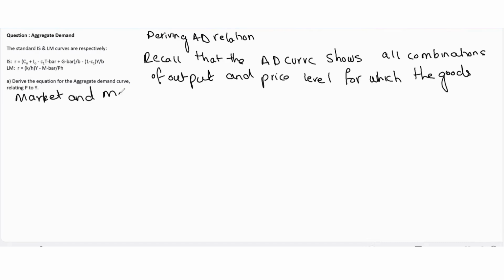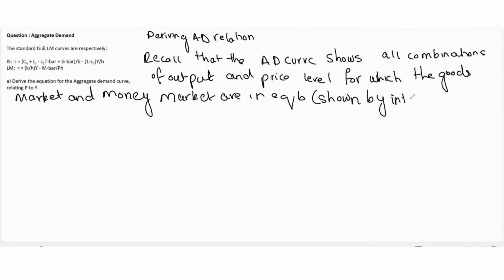Goods market and money market are in equilibrium, which is shown by the intersection of the IS and LM curves. Because we know goods market equilibrium is represented by the IS curve and money market equilibrium is represented by the LM curve, right? So this is the key thing to remember. Our AD curve has in its background the IS-LM model, which shows all the combinations of price level and output for which our goods market and money market are in equilibrium.